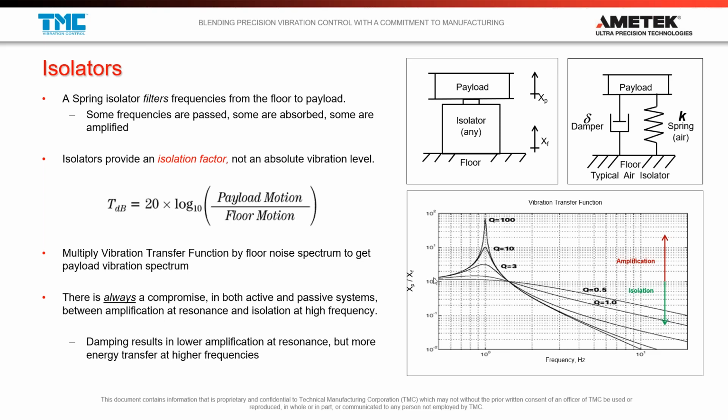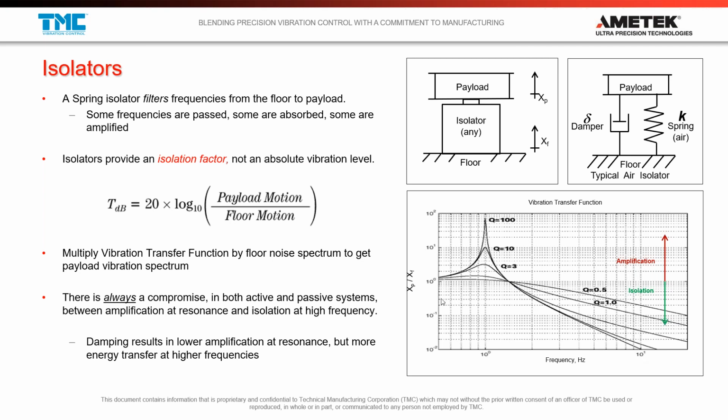curve that is going to amplify at some frequencies, and it's going to isolate at some frequencies. And here's an example of a theoretical one with a resonant frequency of this. We have a line here at unity, and anything above the line is considered amplification. Anything below the line is considered isolation.